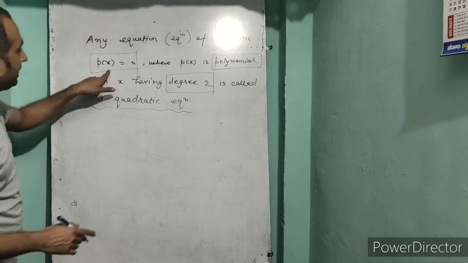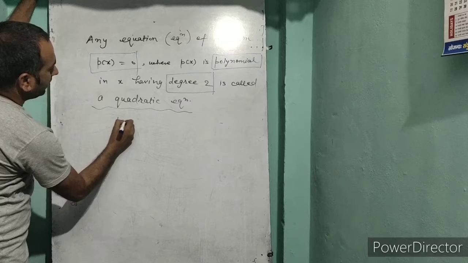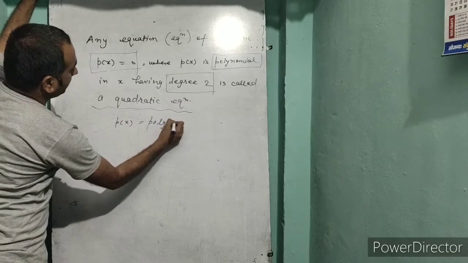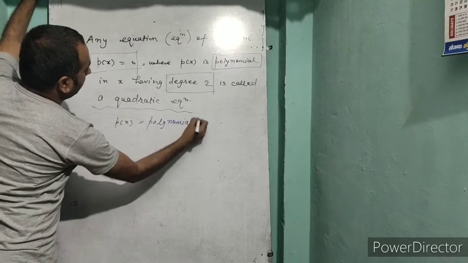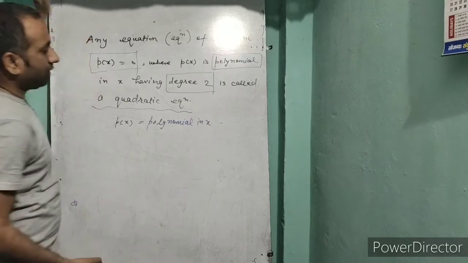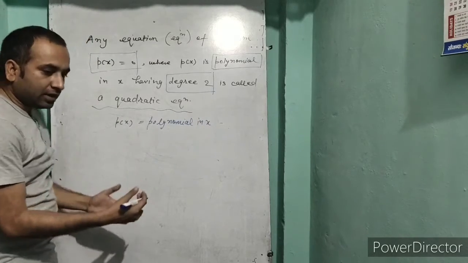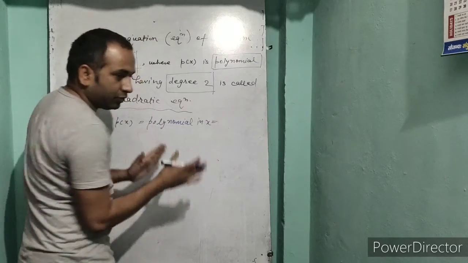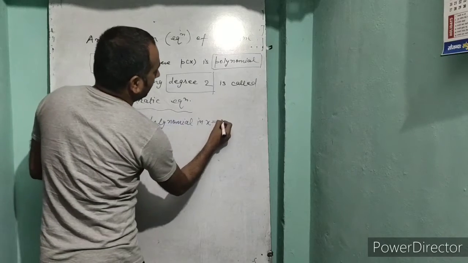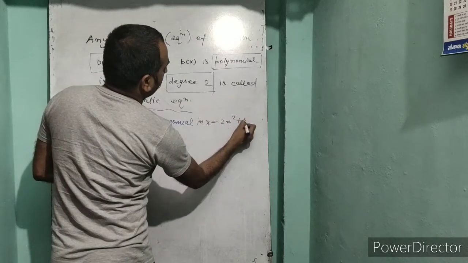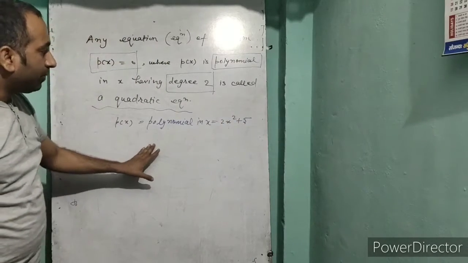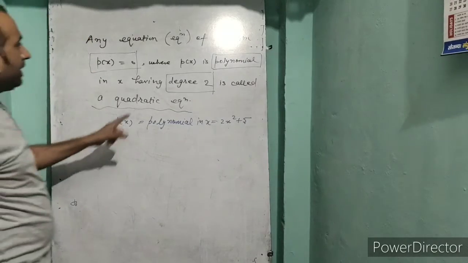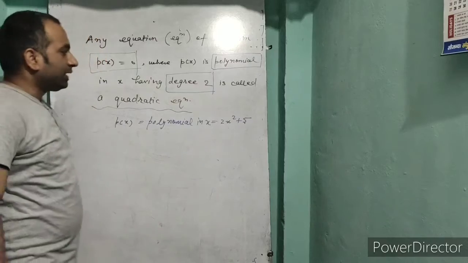So, at first I will explain this P(x). P(x) means polynomial in x. I am going to write here the polynomial in x. That means, suppose I give you just an example: 2x square plus 5. This is called a polynomial in x. Is it clear? Now the next term is polynomial. What is polynomial?